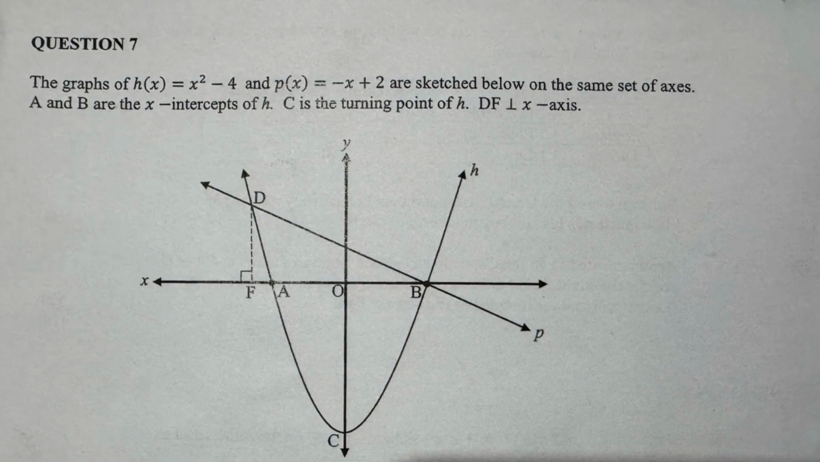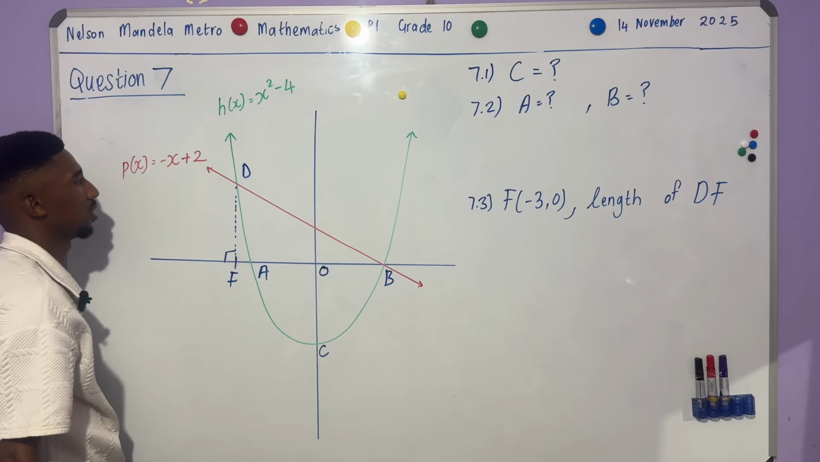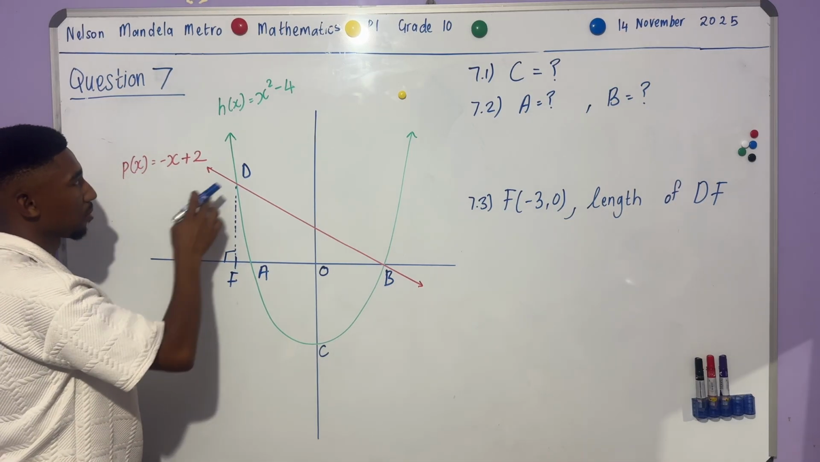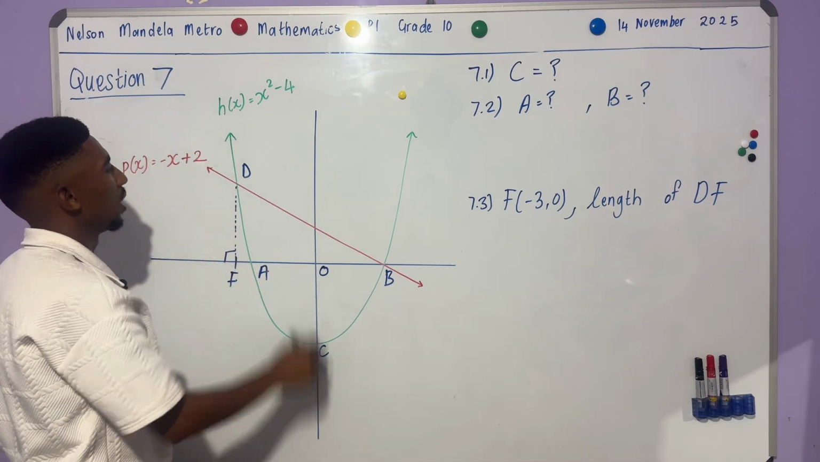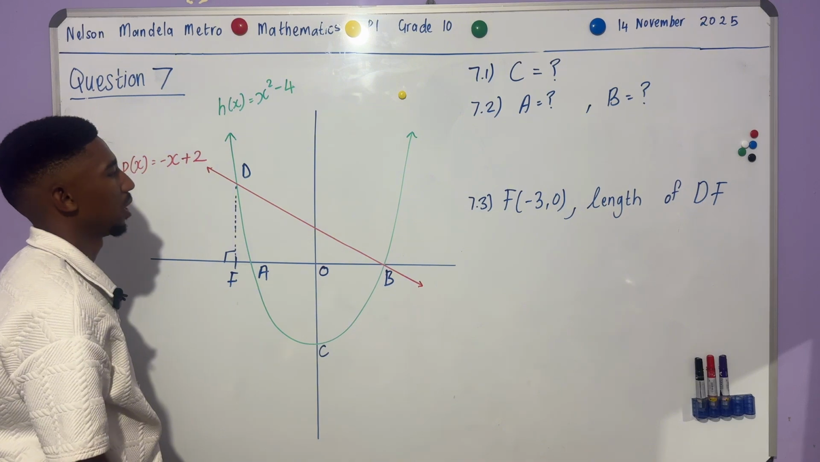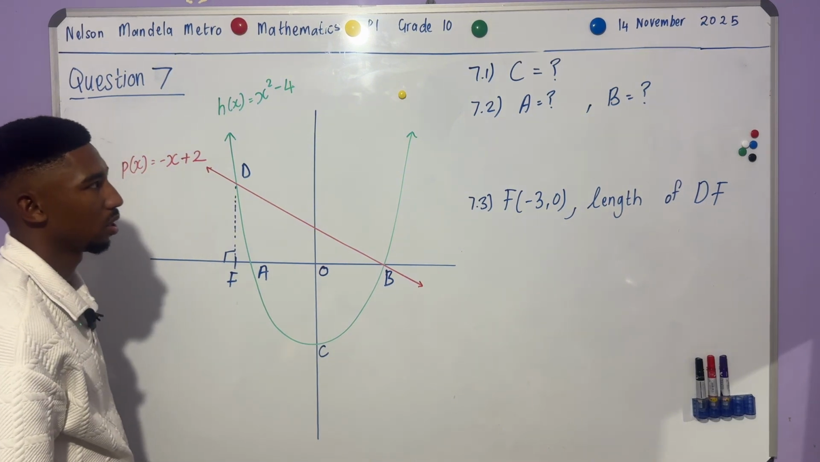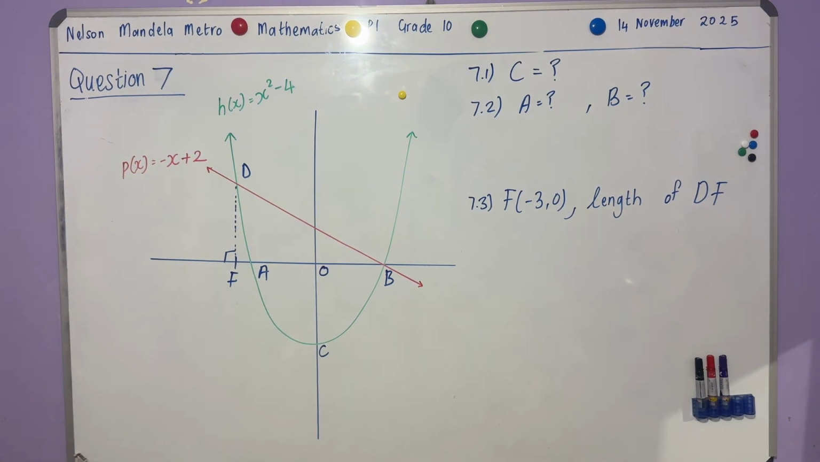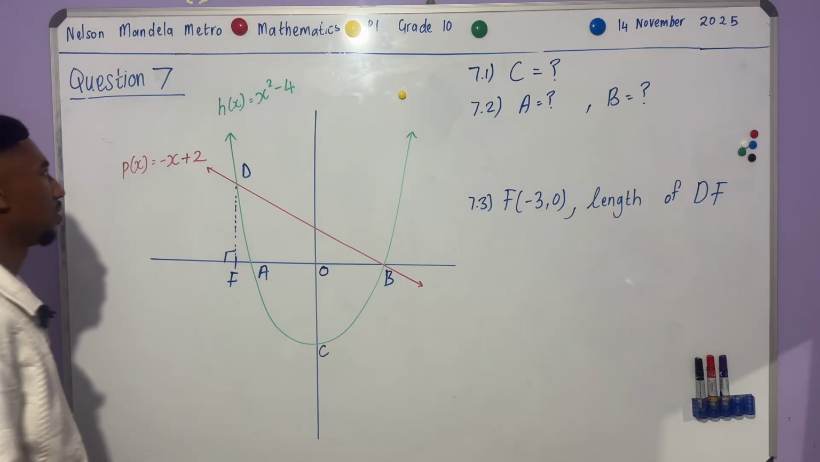Now, as we can see on the board over here, I have just labeled the important parts of the graph. The red graph is the straight line minus x plus 2, and we have the green graph, h of x equals x squared minus 4. The first question says, write down the coordinates of C, the turning point of h.